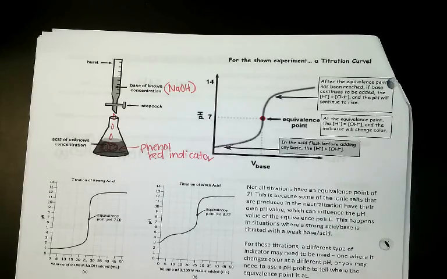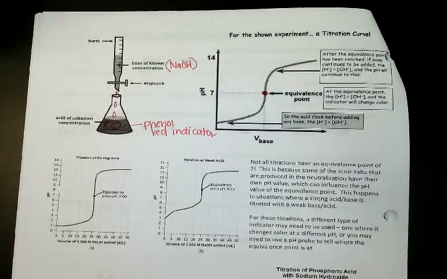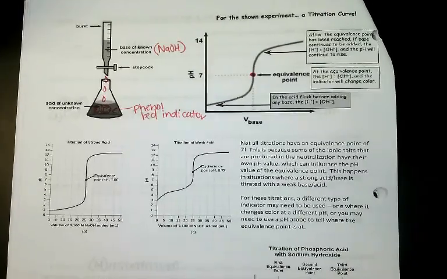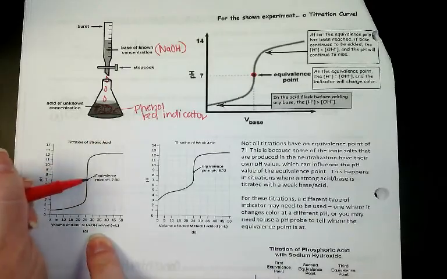Now, not all titrations have an equivalence point of 7. This is because some of the ionic salts that are produced in neutralization have their own pH value, which can influence the pH of the equivalence point. This happens when there is a strong and weak, strong acid, weak base, or strong base, weak acid titration. Today we're doing a strong acid, strong base titration, so our equivalence point is at 7.